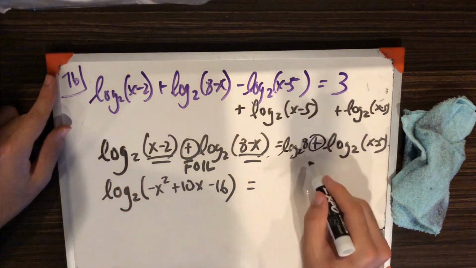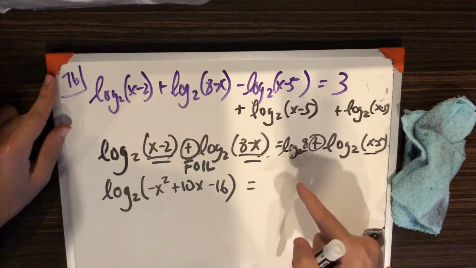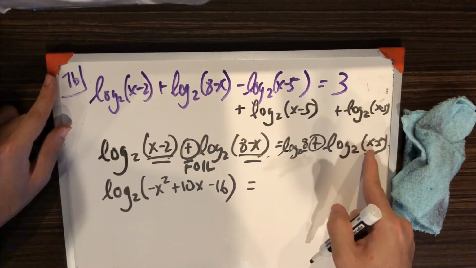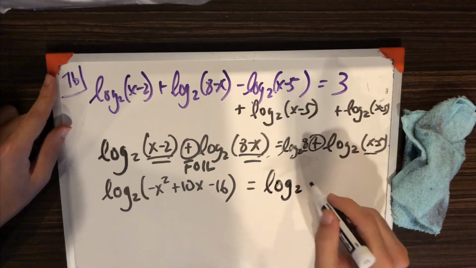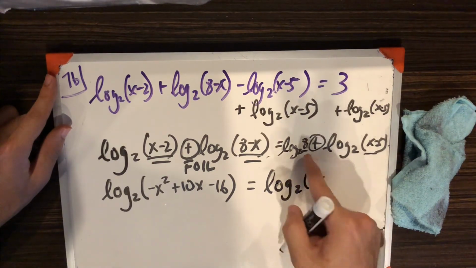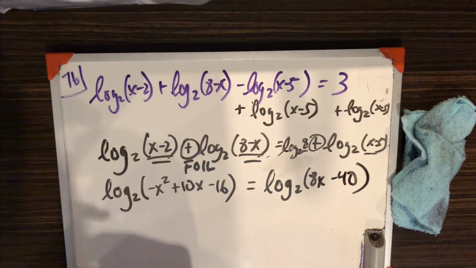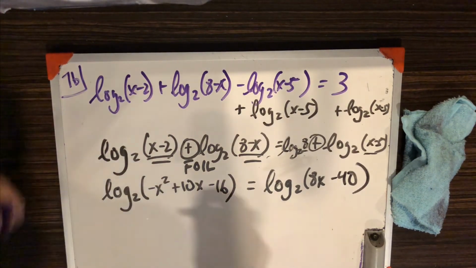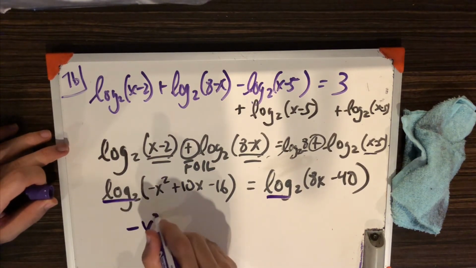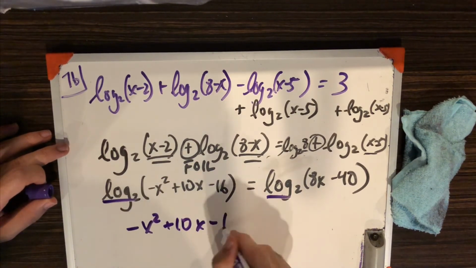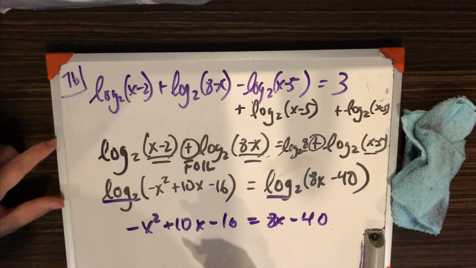And then again, addition sign, that means I can multiply using logarithmic rules. 8 times 8x minus 5, that would turn out to be log base 2. 8 times x is 8x. 8 times negative 5 is negative 40. Alright, so log base 2, that's good. I can end up setting these equal to each other, so negative x squared plus 10x minus 16 is equal to 8x minus 40.